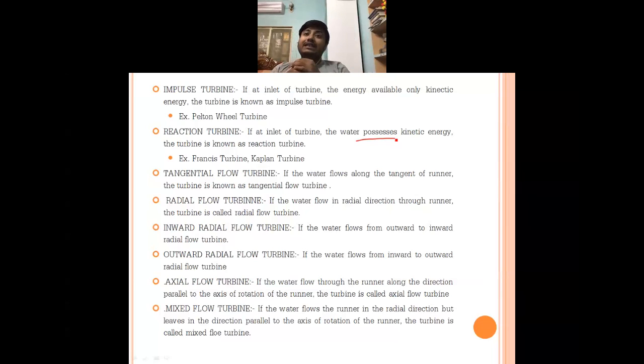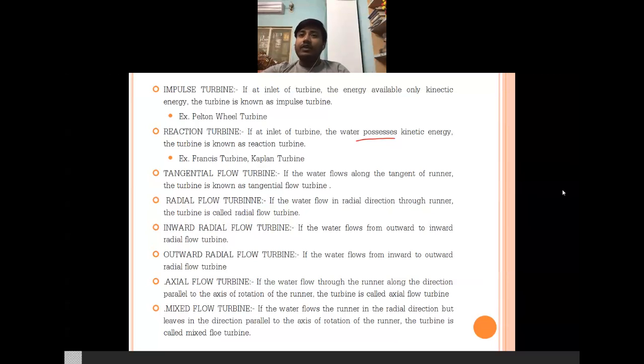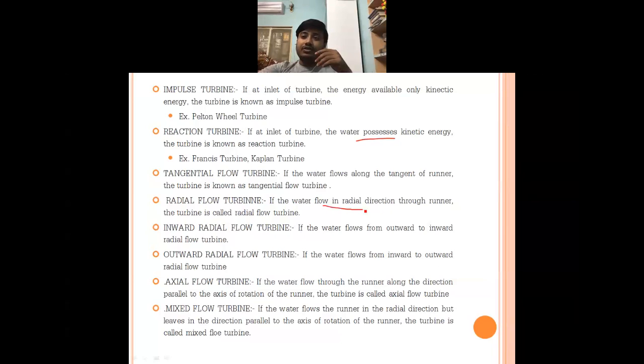The first one is the tangential flow turbine. If the water flows along the tangent of the runner, then it is known as the tangential flow turbine. Then comes the radial flow turbine. As the name implies, if the water flows in the radial direction through the runner, then it is known as the radial flow turbine.